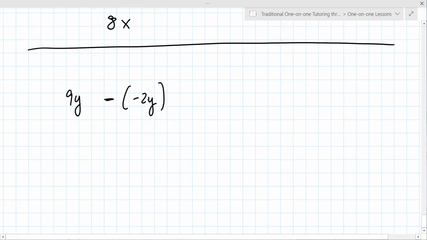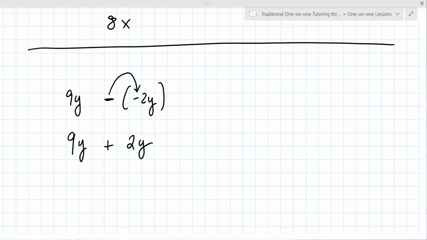The two negatives make a positive. This is 9y plus 2y. What is 9y plus 2y? 9y plus 2y equals... There's no negatives though, so it's 11y. Let's try another one here.